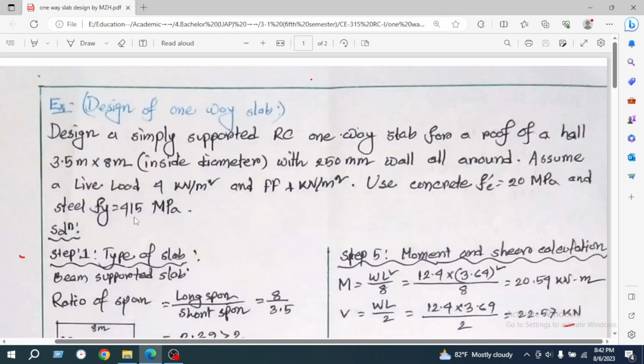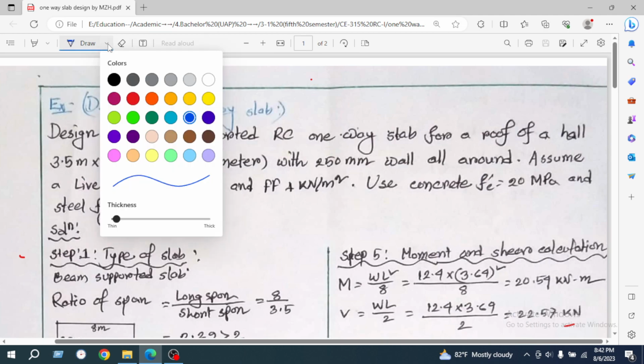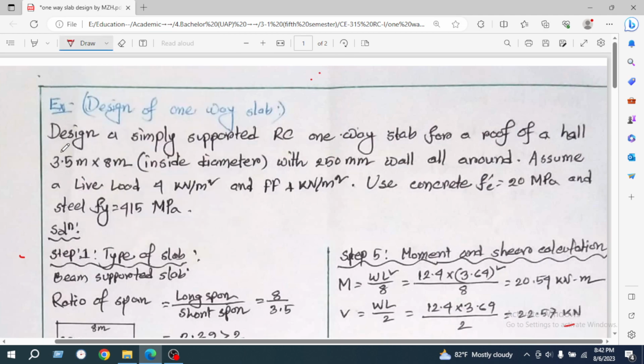Hello everyone, today we will see the one-way slab design. This is the question of one-way slab design.